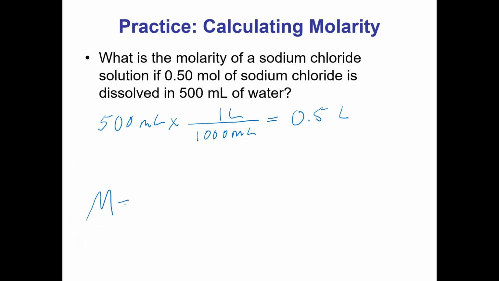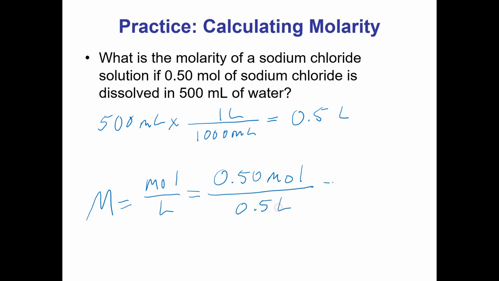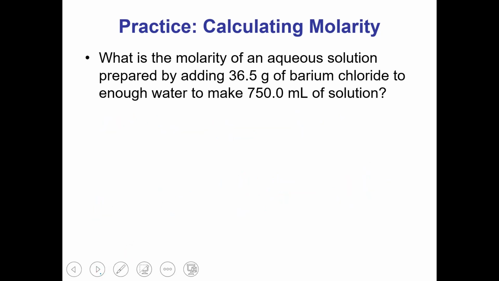So now we want to calculate the molarity. Molarity is equal to moles per liter, and we're given 0.50 moles and 0.5 liters. So 0.5 divided by 0.5 gives us a 1 molar solution. Now let's take this a step further, and this time we're given a problem where we have grams instead of moles. So we have to convert grams to moles, and we have to convert milliliters to liters.